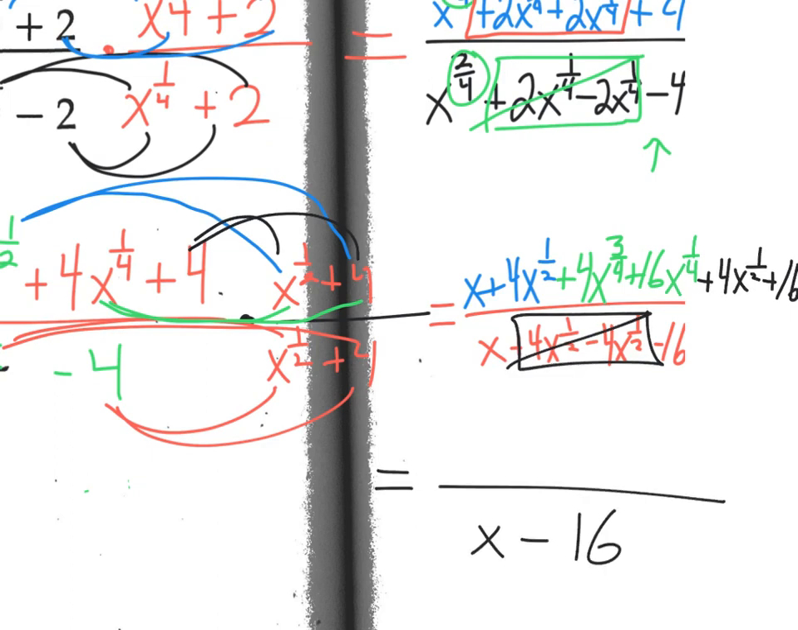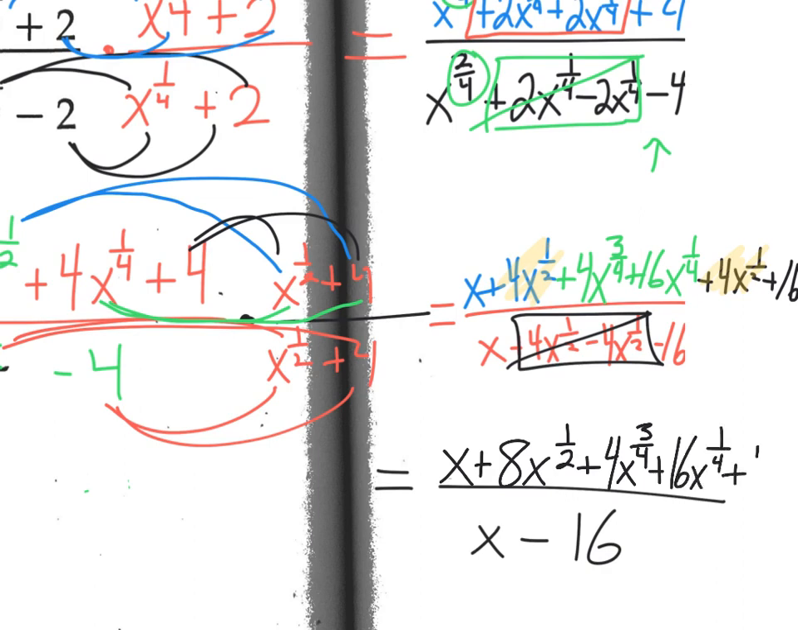Up top, we're looking for like terms. Let's use my highlighter here and add up some like terms. My like terms would be 4x to the 1/2 and 4x to the 1/2, and that's actually it. So you get x plus 8x to the 1/2 plus 4x to the 3/4 plus 16x to the 1/4 plus 16.